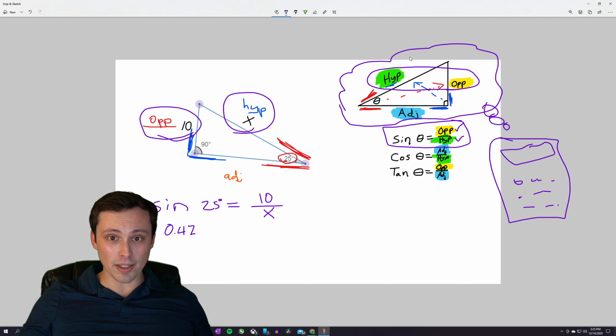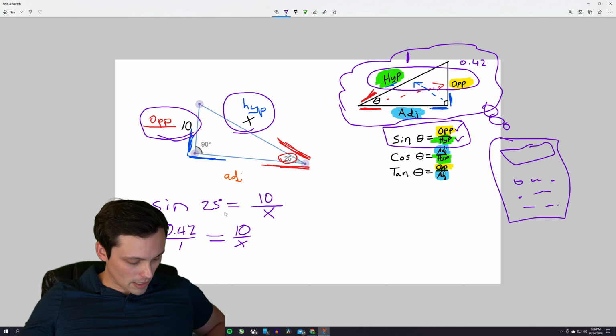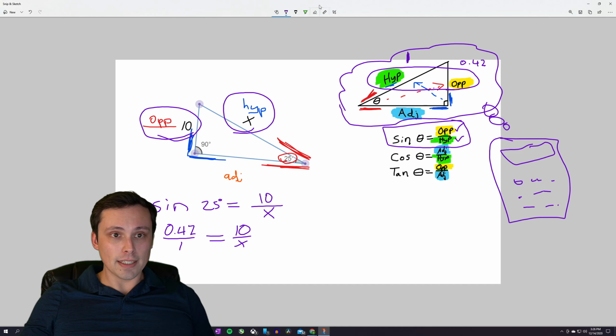You could actually think about this as being a hypotenuse length of 1, and the opposite length is about 0.42. And so you could even think of this as two equal fractions. It's a similar triangle that has a hypotenuse of 1 and an opposite side of 0.42, and that is equal to your triangle, which has an opposite of 10 and a hypotenuse of x. And if you think about it like this, you might even be tempted to cross multiply. Cross multiplying is something that people are used to, and that's a valid way to solve these problems. You can just put a 1 on the bottom and cross multiply.